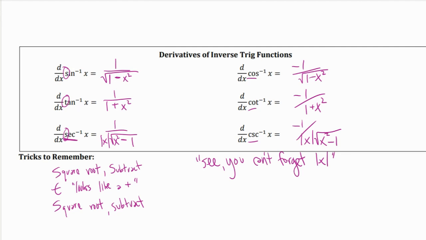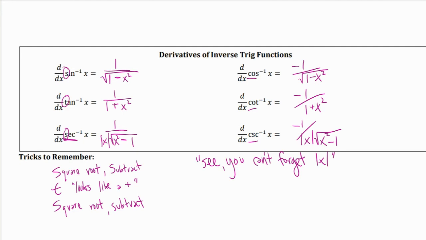So the derivative of sine inverse and cosine inverse are the same except for a negative. Derivative of tangent inverse and cotangent inverse are the same except for a negative. And the derivative of secant inverse and cosecant inverse are the same except for a negative.